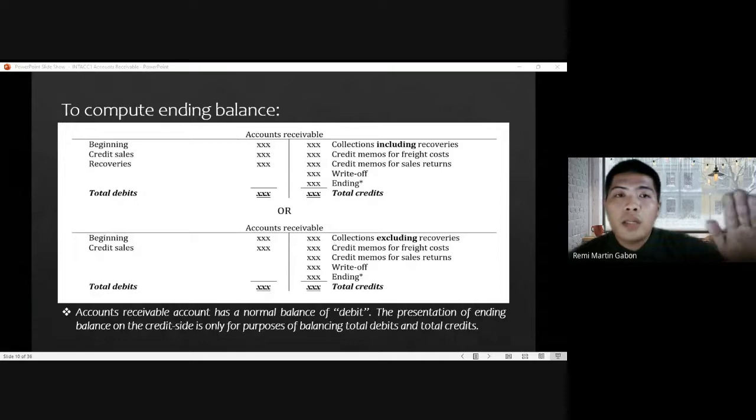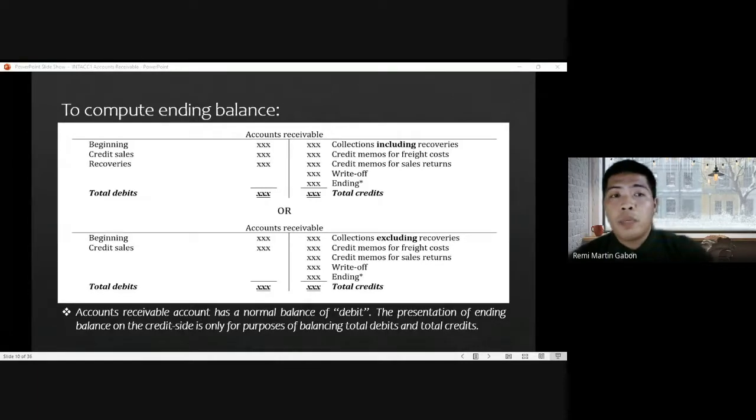Then after considering all the debits and all the credits, we total the debits, we total the credits. Then any difference will be the squeezed figure or squeezed amount. What we're going to squeeze out is the ending balance of accounts receivable. For T account purposes, we only put the ending balance of accounts receivable on the credit side to equate or to put into agreement yung total debits and credits.